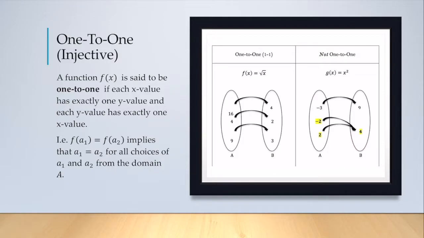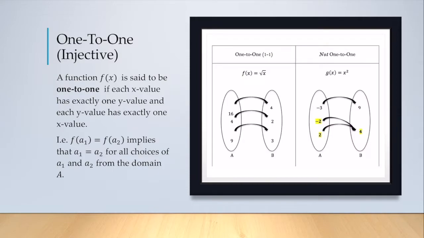Next, we need to introduce the concept of a one-to-one function. When we have a function, it has passed the vertical line test. Functions can also have another property, and that is being one-to-one. A function is said to be one-to-one if each x value has exactly one y value.